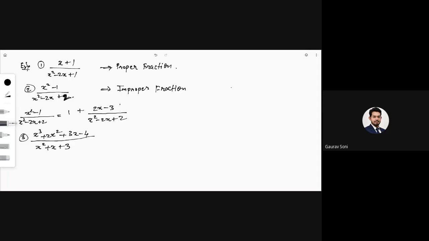So what we are dividing? We are dividing x cube plus 2x square plus 3x minus 4. Excuse me, sir. Can I say my final answer? Yes. Sir, is it 1 plus 3x minus 4 upon x square plus x plus 3? No. Okay. So what I'm dividing? I'm dividing x cube plus 2x square plus 3x minus 4 by x square plus x plus 3.